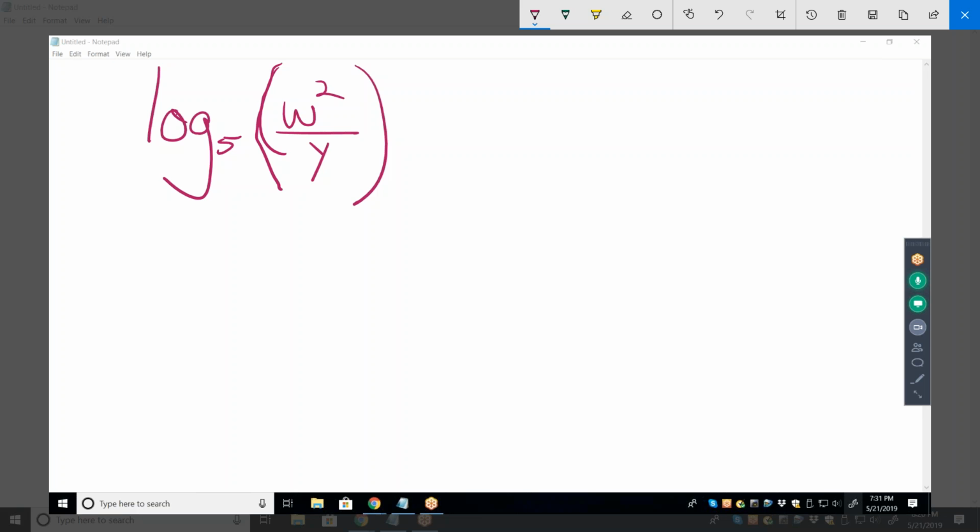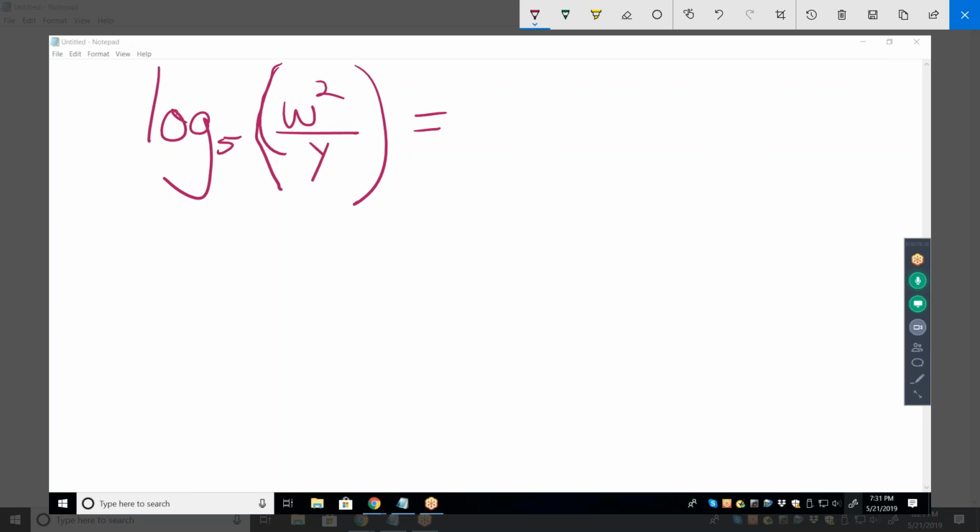Okay? And you're taking the log of something. You're not multiplying log by that. It's kind of like the f of x. F of x does not mean f times x. It just means you have a function of x. Okay. This means you're taking the log base 5 of w squared over y. Do you know how to do this?